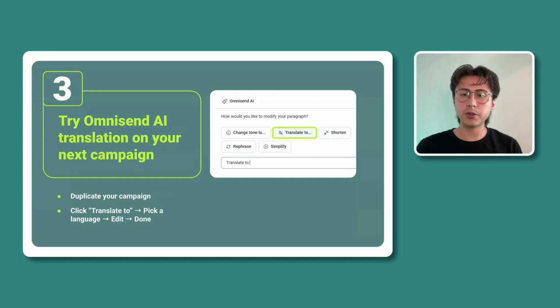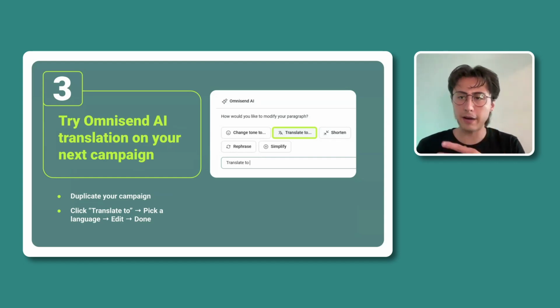And the third one, try the Omnisend AI translation. Yes, so if you already have some segments, or if you want to test that prompt, and you go to your list, you have never done a localized segment in your life up until now, and then you realize that you really have different contacts from different regions, and you do think that it may make a difference to send them a different language. Try it.